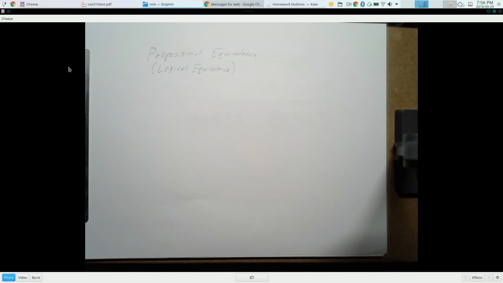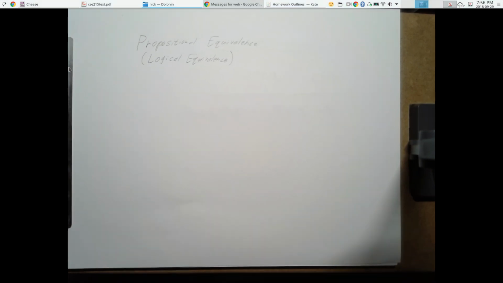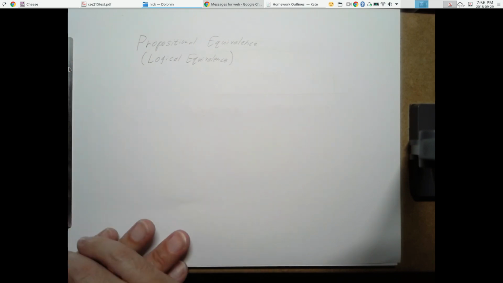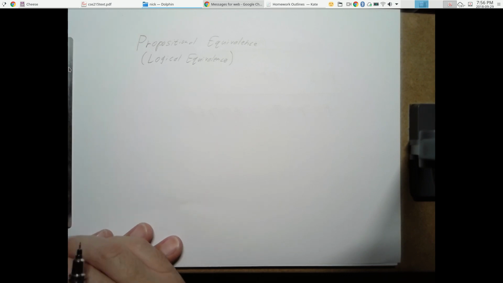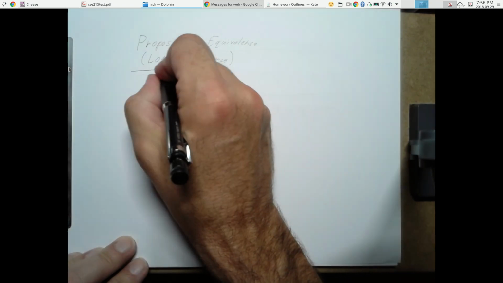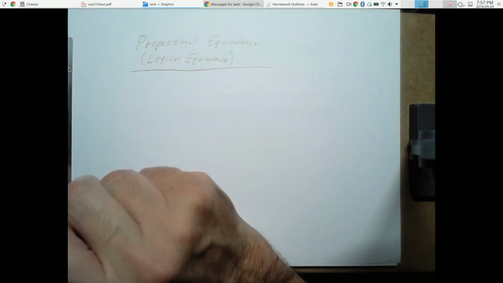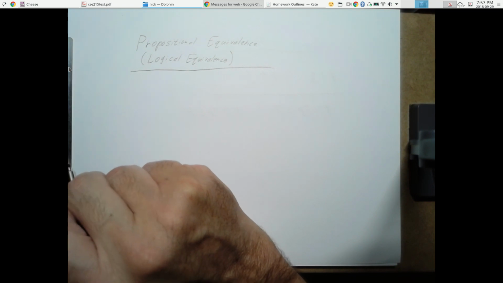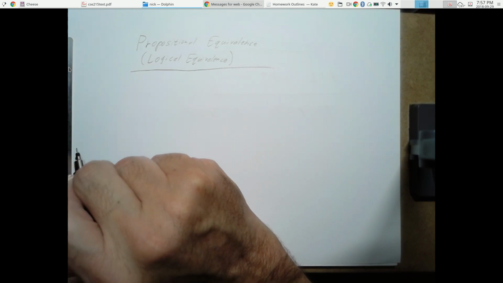All right, welcome back. So in this lecture we're going to talk about something called propositional equivalence, and this is also sometimes called logical equivalence. And as usual, we're going to continue to treat things like P, Q, R, S as being propositions. They're symbols that represent a declarative statement that has a truth value, a proposition. And it turns out that sometimes two propositions, even though they may be different from each other, are logically equivalent, meaning they always have the same truth value.